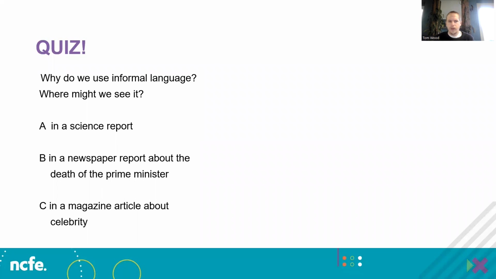So why do we use informal language and where might we see it? Out of these, we'd probably see this more in a magazine article about a celebrity. It's still an article, which always tends to sound quite formal. But again, if it's a magazine article talking about a celebrity, it's going to use more informal language to address the target audience, which is the general population, which is more of an informal group.